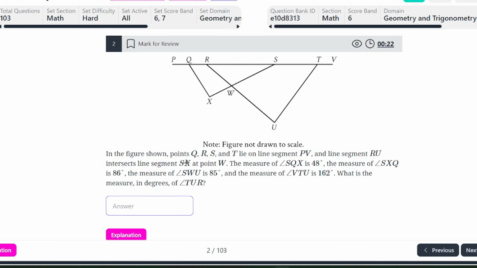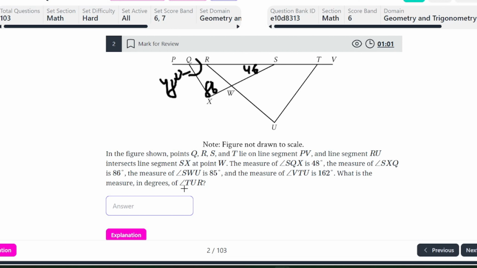Alrighty, so in the figure shown, points Q, R, S, and T lie on the line segment PB, and line segment RU intersects line segment SX at point W. The measure of angle SQX is 48 degrees. So SQX, this angle right here, 48 degrees. Okay, and the measure of angle SXQ is going to be 86 degrees. So that means if this is 48 and this is 86, I can just do the math here, 134, this would be 46 degrees, right?